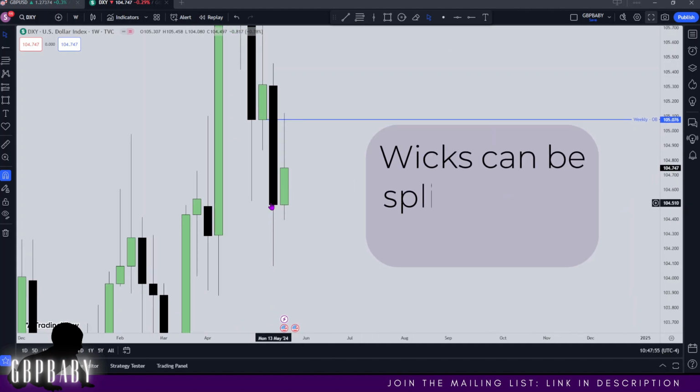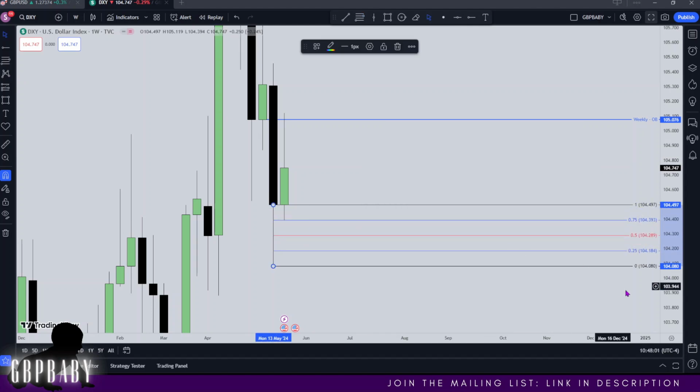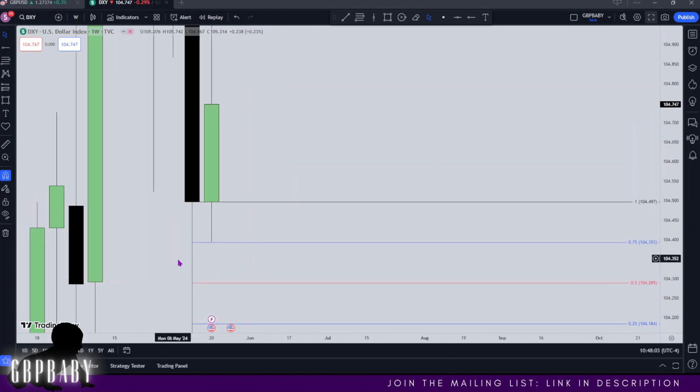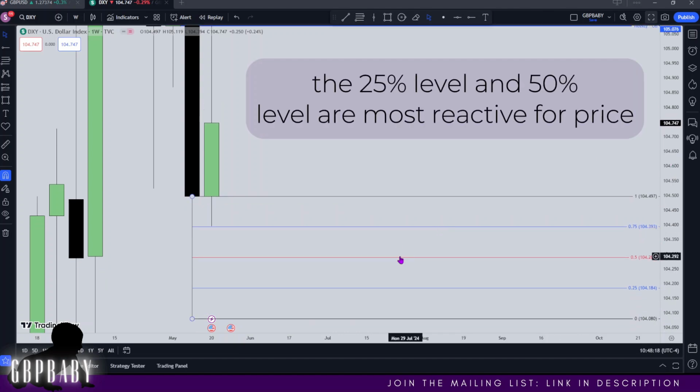Well, wicks, we need to understand, can also be split into quarters because we should treat them like fair value gaps. So if you get your Fibonacci up and look at the 25% level, you'll see how price created the low at the 25% level of this wick. So we treat wicks like fair value gaps, we split them into quarters and find out how price is respecting or disrespecting these levels.